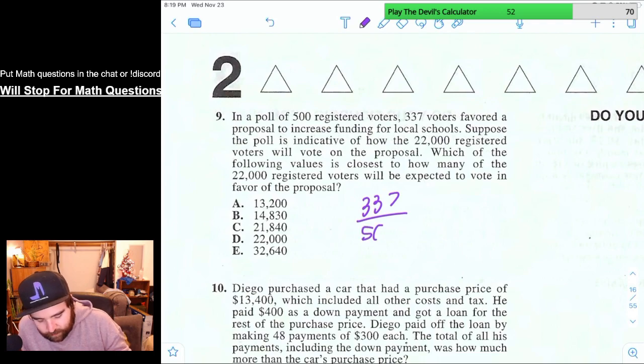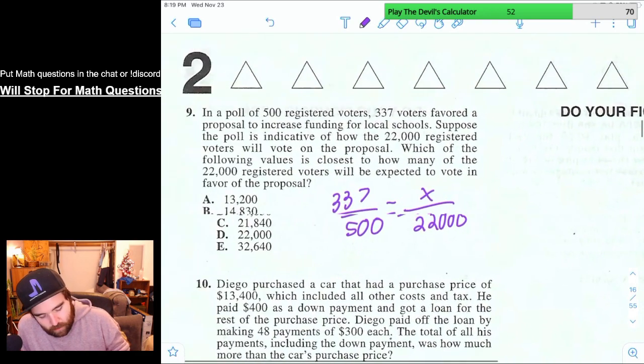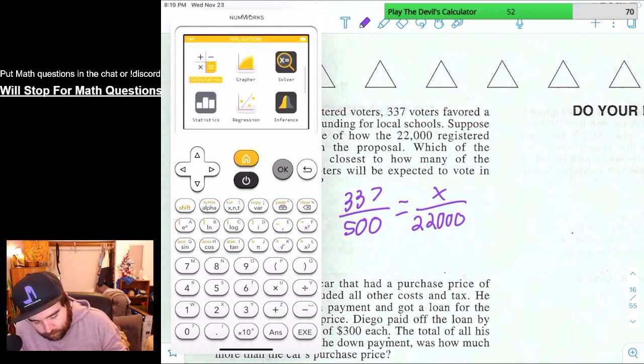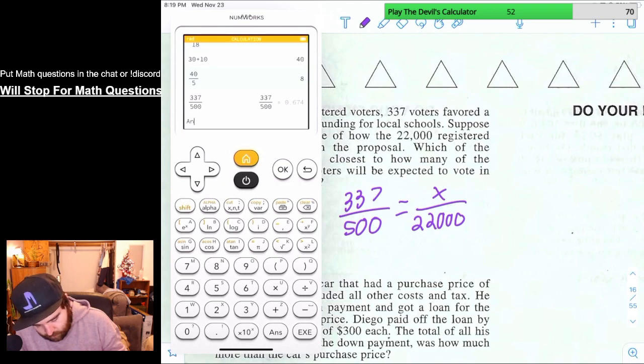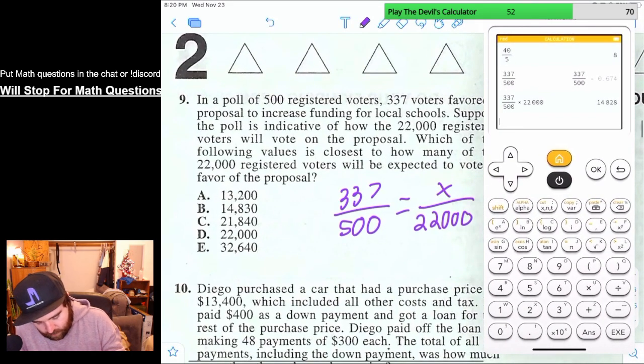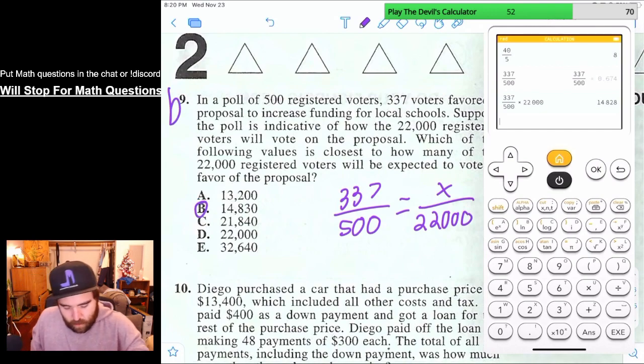Or you can set it up like a proportion too. The 337 out of 500, so x out of 22,000. And so all you're going to end up doing here is the 337 divided by 500, whatever that decimal is, and then you're going to multiply that by 22,000. So 14,828. And it's probably which is closest. Oh, just round a little bit. There we go.